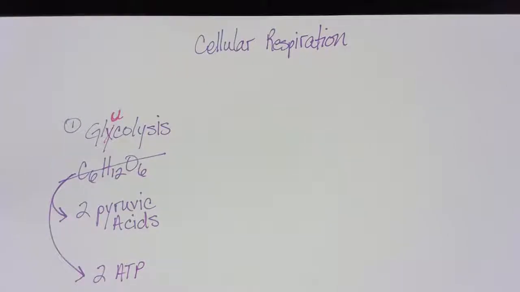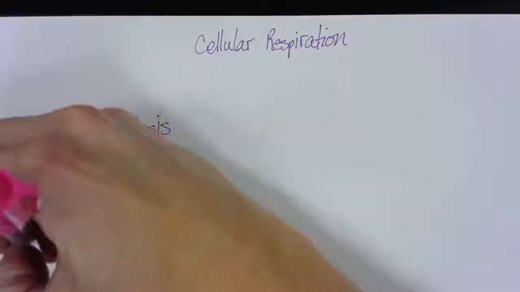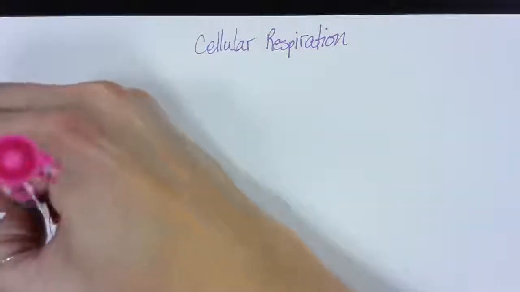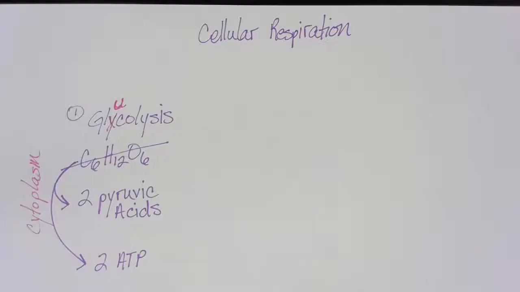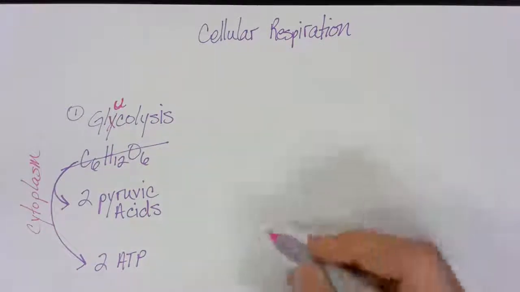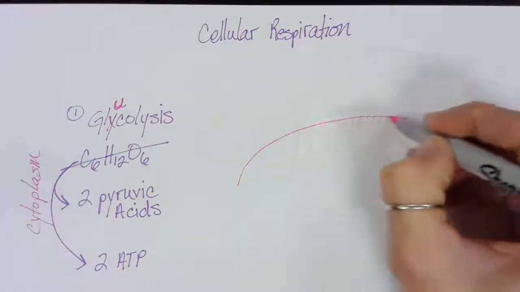Now it's kind of fun to remember that this is actually going to take place in every cell that needs energy, but not every cell has the mitochondria, which we know is the powerhouse. So glycolysis is actually going to happen in the cytoplasm. So it's not ever going to actually go in. Glycolysis is not going into the mitochondria, but its products will. So like we just said, let's go ahead and get our mitochondria going.